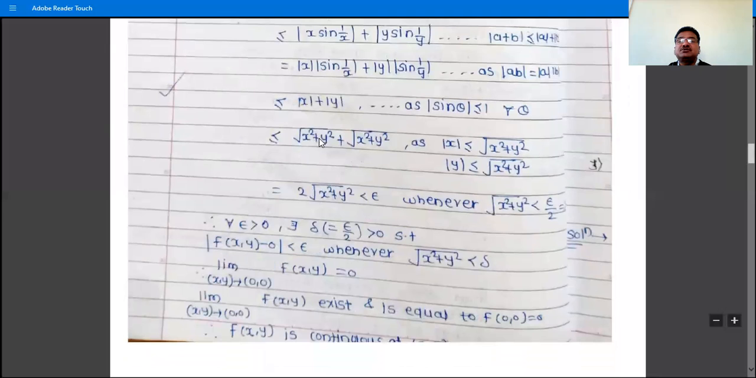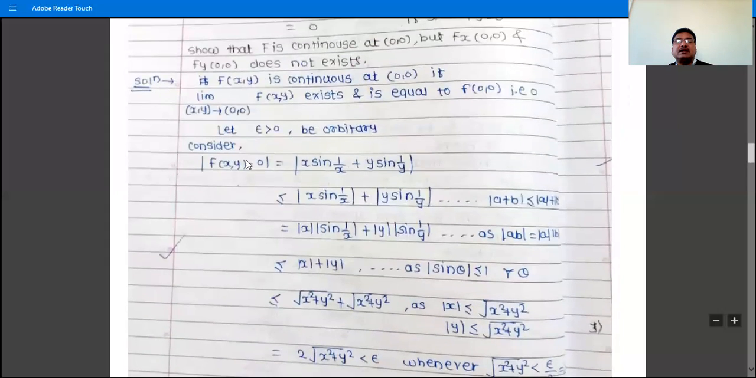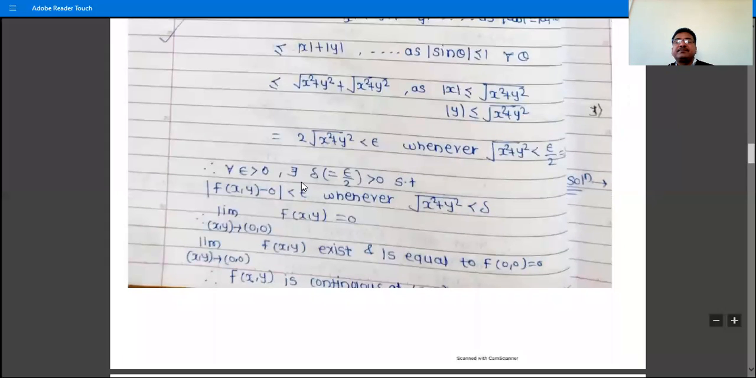And then this becomes 2 times root x square plus y square is less than epsilon whenever root x square plus y square, shift this to the right side, is less than epsilon by 2, which is equal to delta, say. And therefore for every epsilon greater than 0, there exists delta equal to epsilon by 2 greater than 0, such that mod f(x,y) minus 0 is less than epsilon whenever root x square plus y square is less than delta.